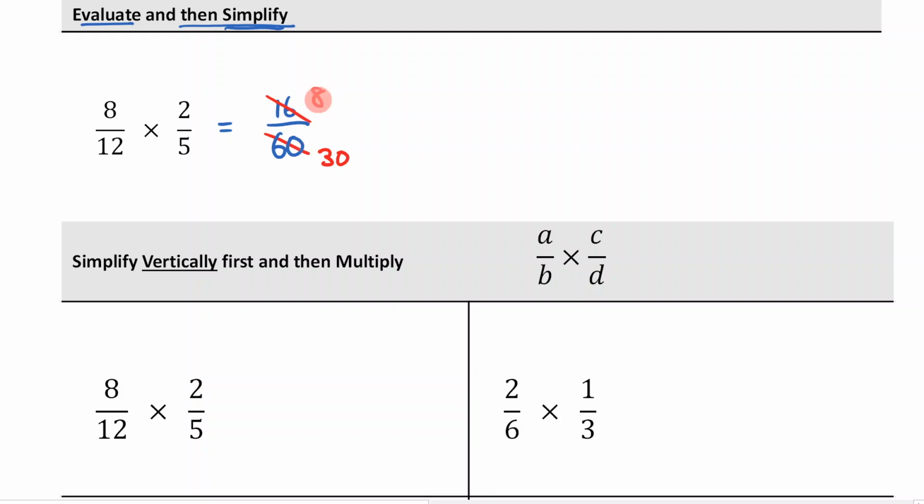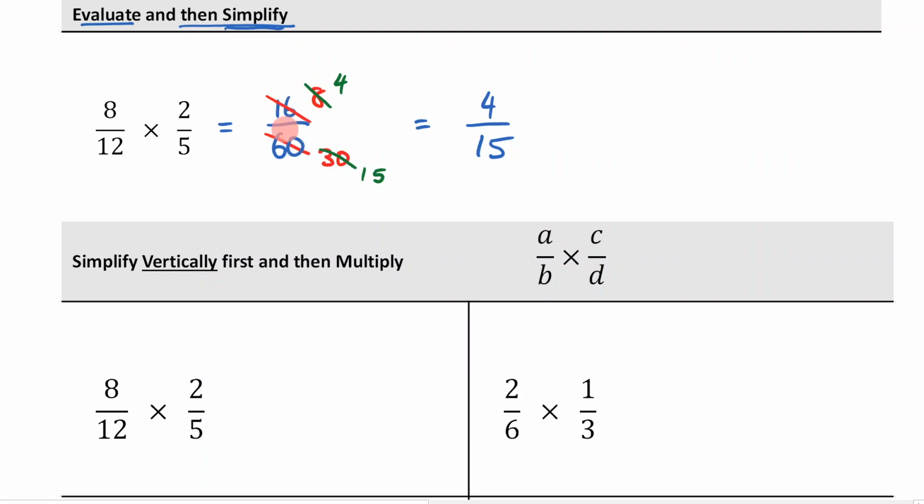Now we look at this, we've got 8 and we've got 30. Well, guess what? They're divisible by 2 again. So I would have to do it again. 8 divided by 2 is going to be 4. 30 divided by 2 will be 15. So that means, and these don't simplify any more, my final answer here is going to be 4 on 15. Now you can see that was kind of tricky because the numbers got kind of big.